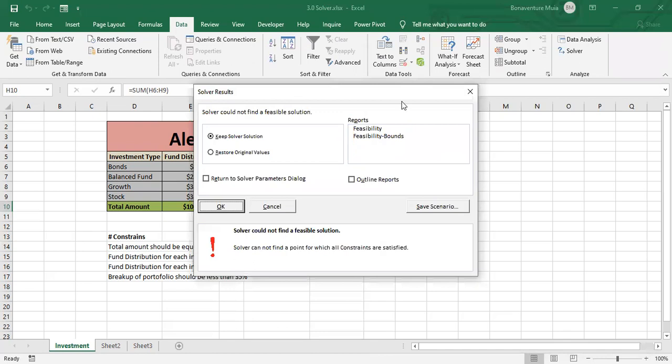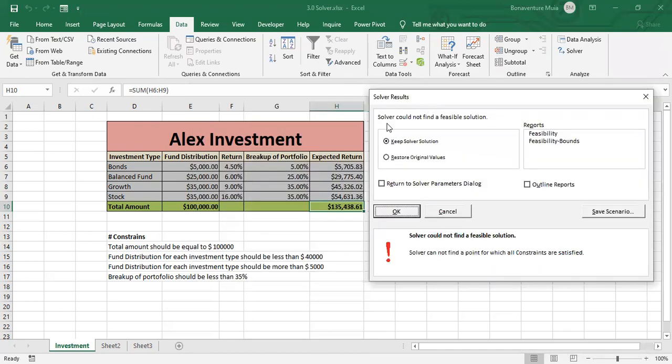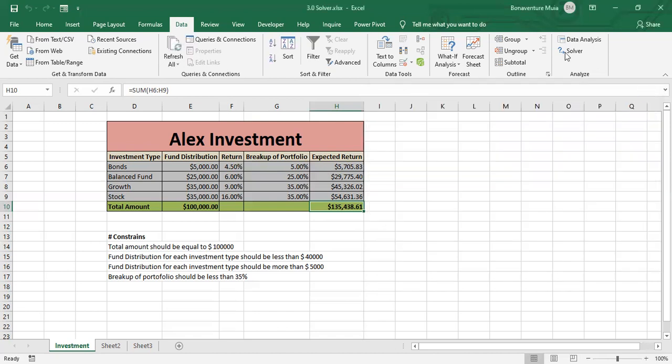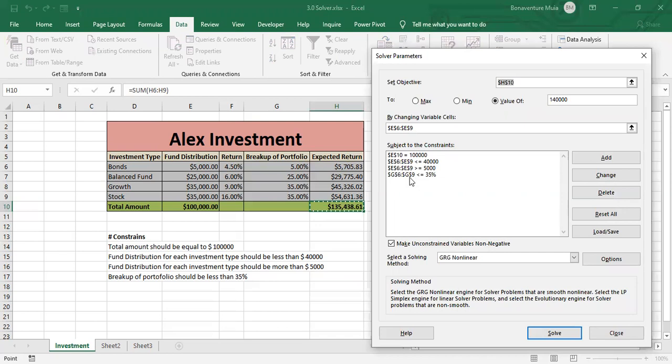So when you try to solve this time around, the solver is telling you that it could not find a feasible solution. There's no way it is going to have all those constraints and still reach 140,000 as the total amount of expected return. So probably when you get yourself to a situation like that, you can try to minimize your constraints.